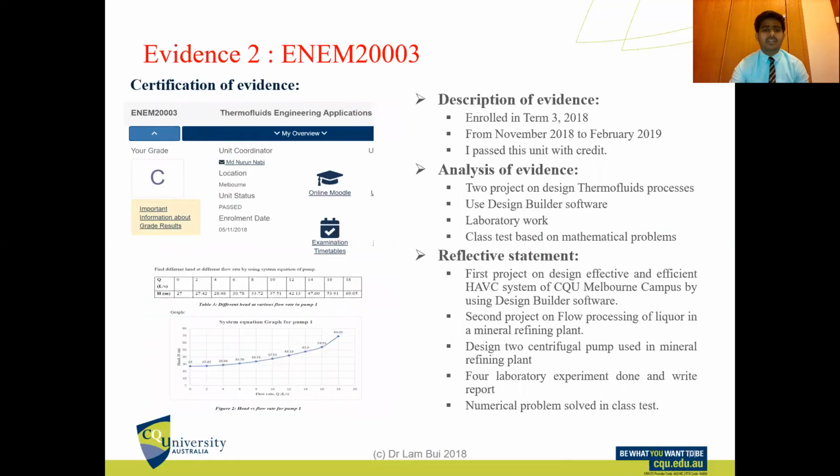This is my evidence 2, which provides the thermofluid engineering applications unit, and I passed this unit with credit. In this unit, I did two projects on design of thermofluid processes, and I used Design Builder software in this unit. Also, I did some laboratory experiments in this unit.